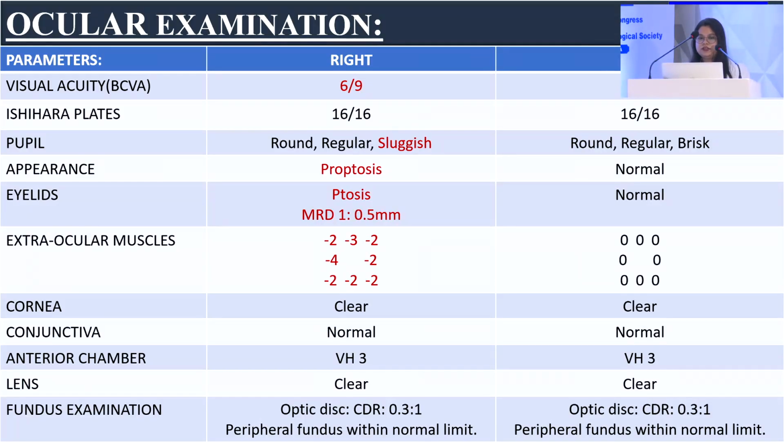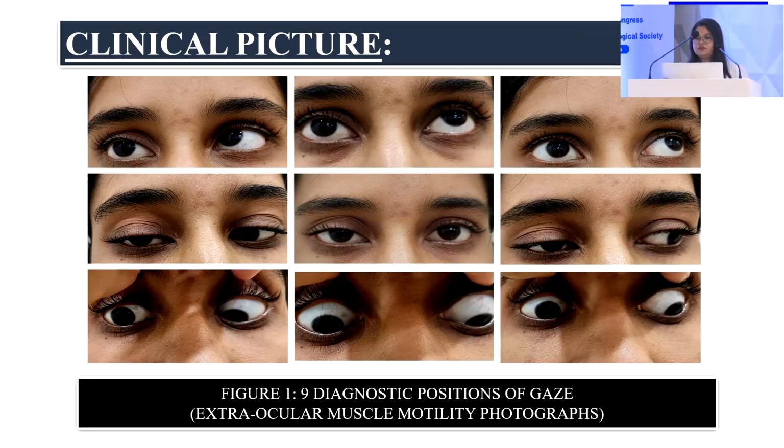So coming to the ocular examination, visual acuity in the right eye was 6/9, the pupil was sluggish, the appearance was proptotic, and the eyelid was ptotic. The MRD1 was found to be 0.5 mm and extraocular muscles were restricted in all gazes, but more in elevation and in abduction. Cornea and conjunctiva were within normal limits, and in the left eye all the parameters were within normal limits. In the 9-gaze diagnostic positions, we can see all the muscles were restricted in the right eye.